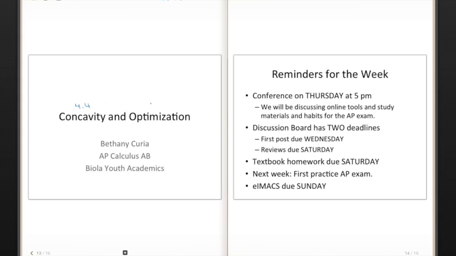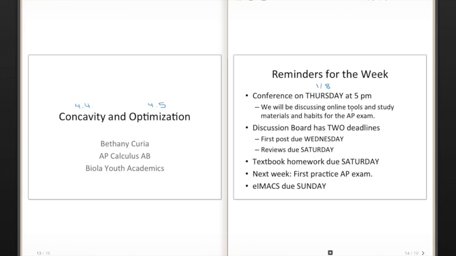This week you are going to be learning about concavity and optimization. This covers sections 4-4 and 4-5 from your textbook. And really it ties most of what we learned in chapter 4 so far together. It'll finally all come together and hopefully start to make some sense.